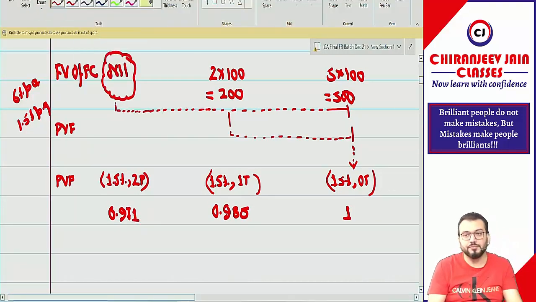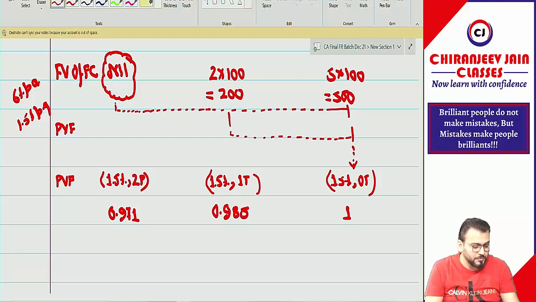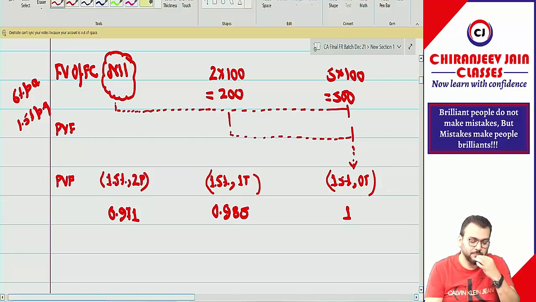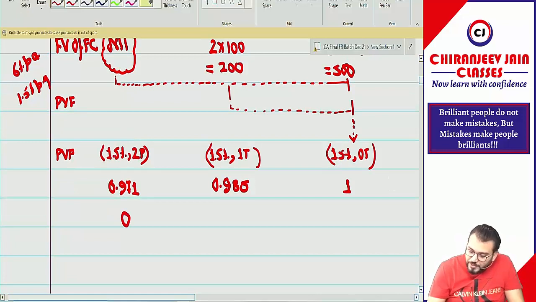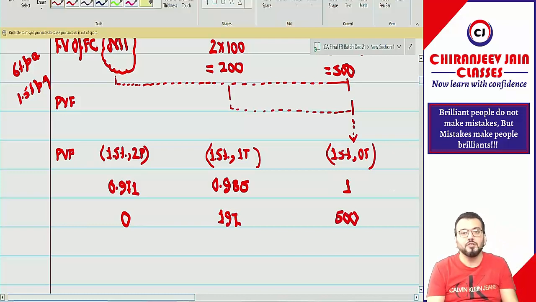Have you understood this? Yes, sir. So can you now multiply 200 into 0.985? My calculator is not working. You need to only say 197, and this will be how much? 500. Got it?